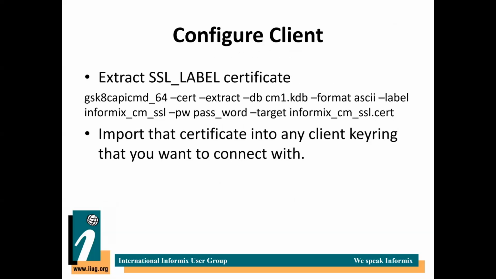So we're now going to configure our client. So this is my application, whether it's an ODBC application, DB Access, I've got a JDBC application, whatever it may be. I need to have a certificate for it to work with. And what I'm going to do is pull the SSL labeled certificate out of the connection manager database. So we're going to extract and we're going to give it the label that we have for our SSL label value and then put it into a cert file. We now take that and import it into our client keyring, and our client now should be able to connect.